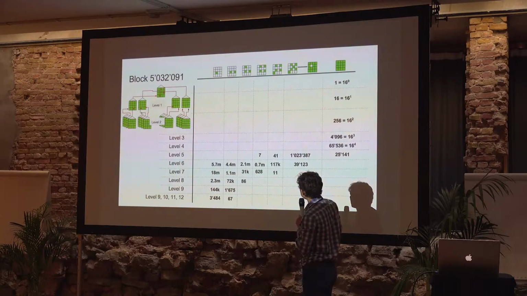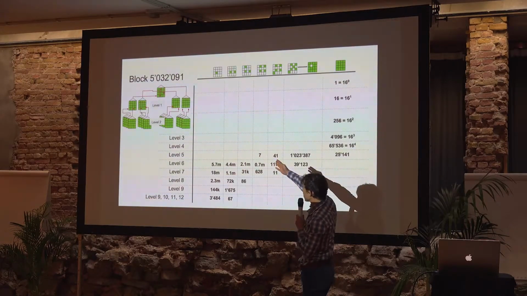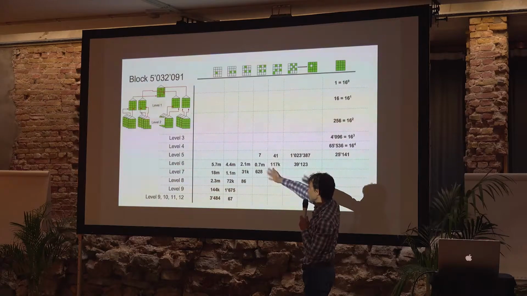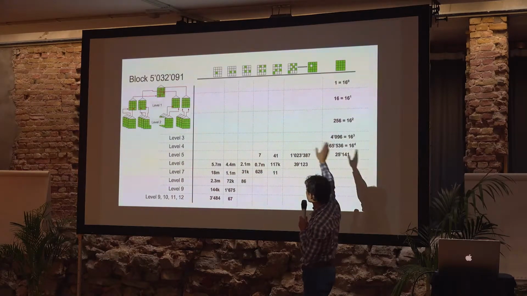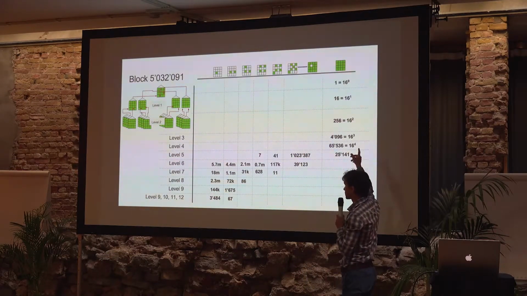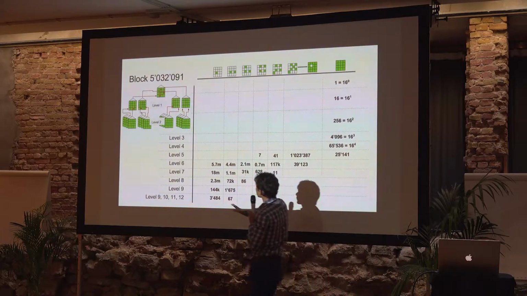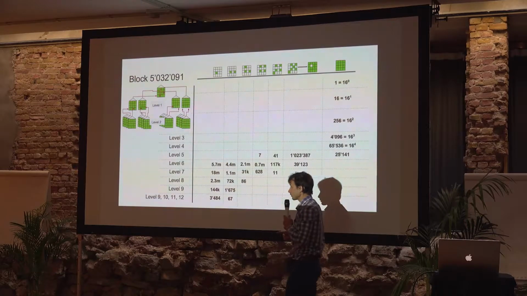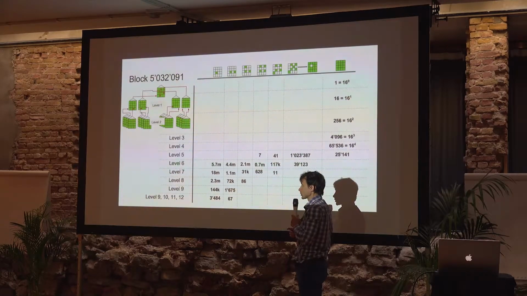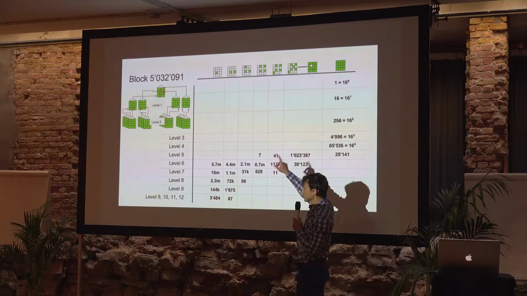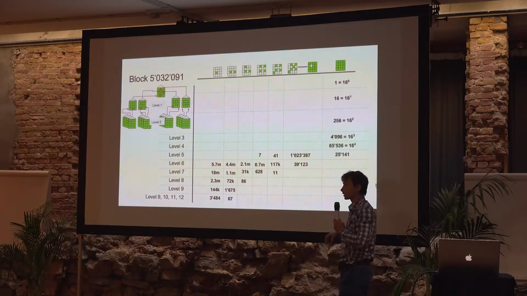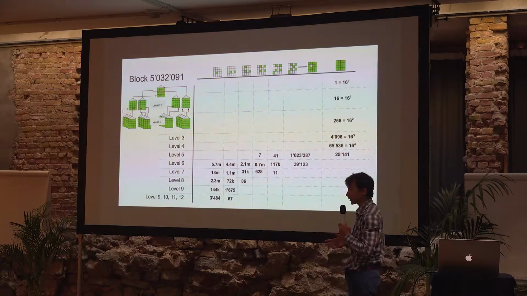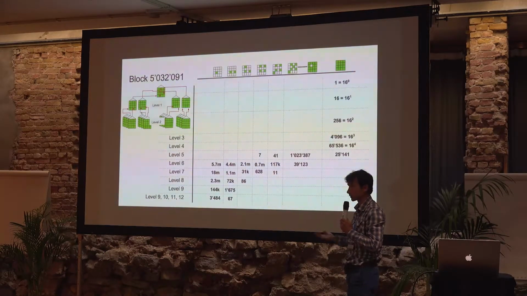By the way, in the rows you get the levels of the tree, and on the columns you get the different occupancy levels. The column number 1 is kind of special, because as you might remember, in a Patricia tree there are no branch nodes with occupancy 1. They are replaced by either extension nodes or leaf nodes, because that's the point of this Patricia tree optimization.